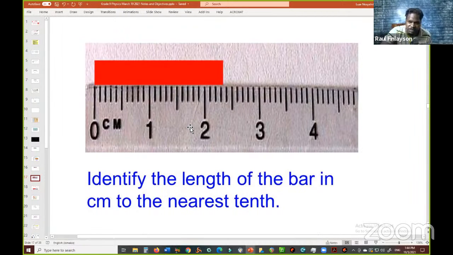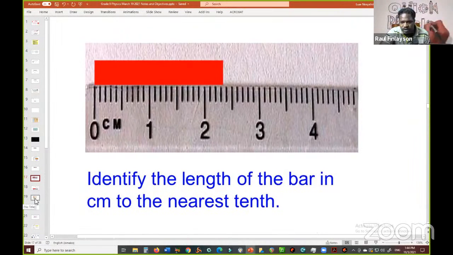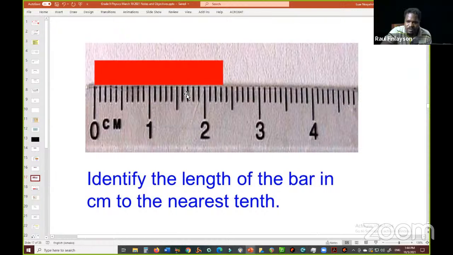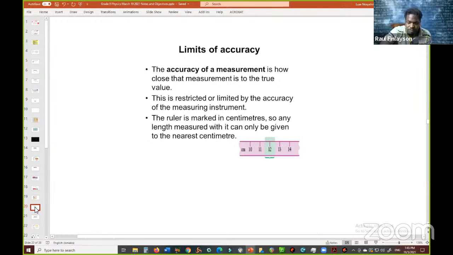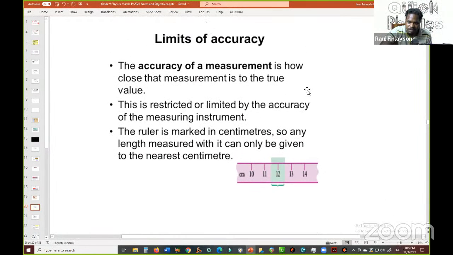What would your answer be? All right, that's my question to you guys. The bar is the red bar we're talking about here. What is the length of it? Remember, we're taking a measurement and we want to be able to write it in the correct way. It might sound simple, but there are some limitations of the instrument. For example, how accurate is the answer that you will give me?